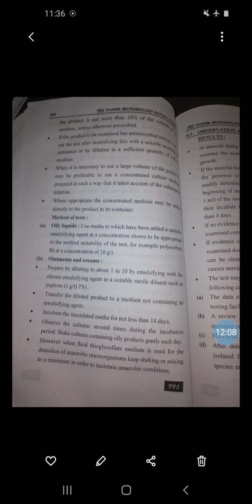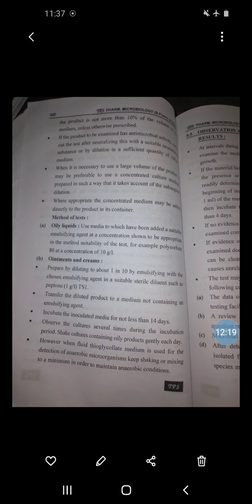Then, method of test: oily liquid, ointment and cream. For oily liquid, use media to which a suitable emulsifying agent has been added, at a concentration shown to be appropriate in this method because it is suitable to test. For example, polysorbate 80 at a concentration of 10 gram per liter.